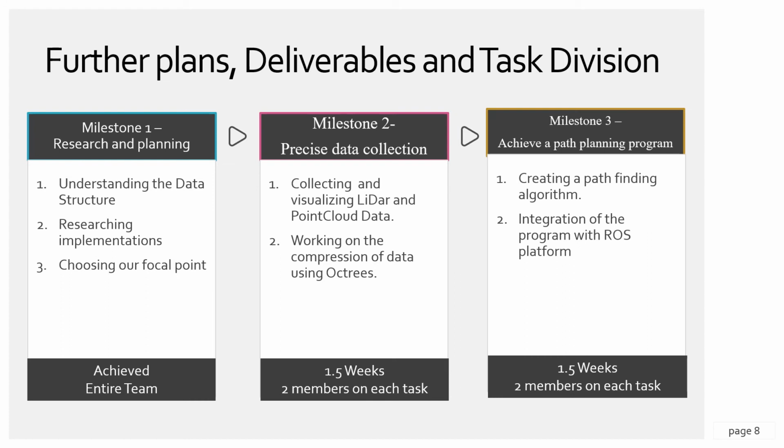So for milestones and task division, we have divided the project into 3 milestones, and we have already achieved the first one, which was to understand the data structure and do some research and see where we want to go. For our next milestone, we have to collect data and work on compression and visualizing the data. Two people will be working on collecting and visualizing the data, and the other two will be working on coming up with a compression algorithm. And for our last milestone, we have to create a pathfinding algorithm, and if we have time left, we will hopefully integrate it with the ROS platform, which is the Robot Operating System.